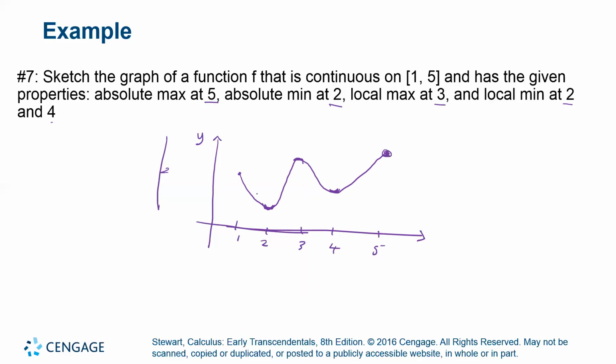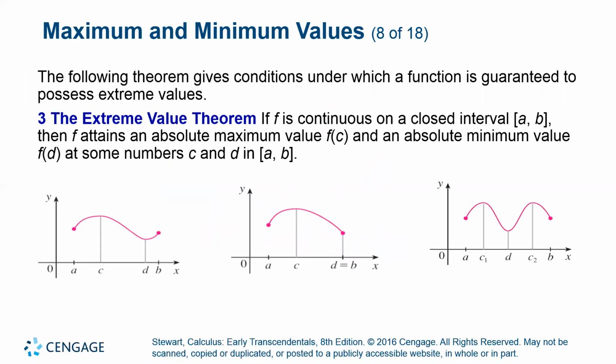Okay, that is an example of that graph. So this is a graph of what? That satisfies what? These properties or conditions. All right, now let us define the theorem.